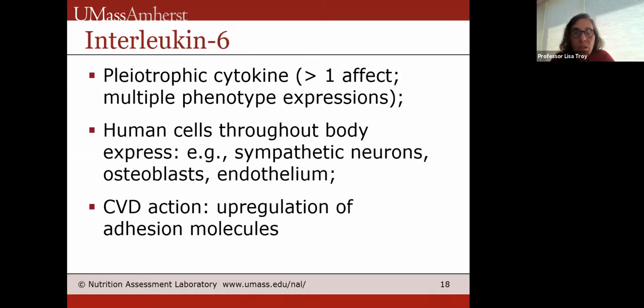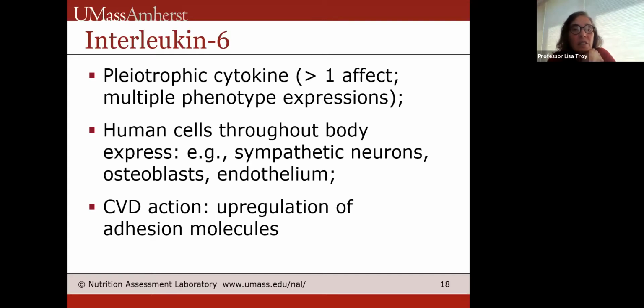Okay, I'm going to move on to interleukin-6. IL-6 is another common one that we assess. And I will say that the ones that I'm showing today and the ones that are most commonly assessed are pretty stable in blood samples and in saliva, and that's one reason why they're so popular.